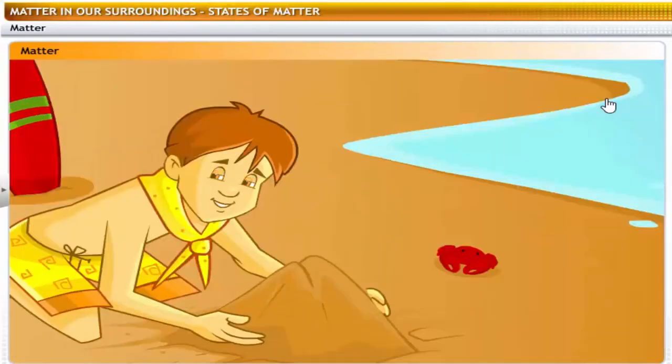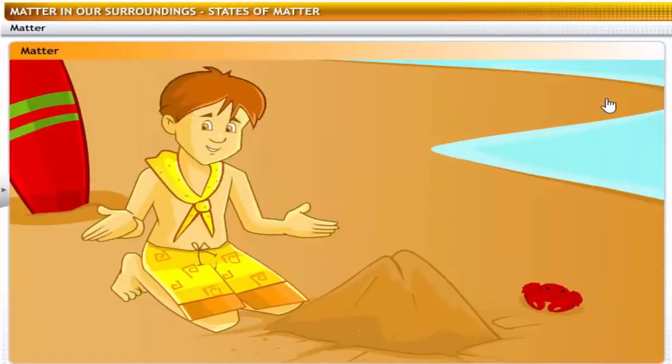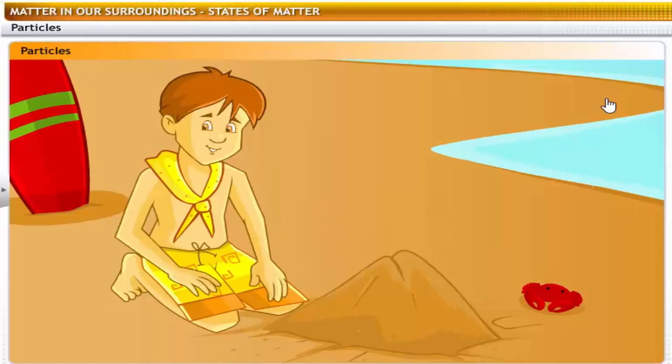What is matter? Matter is any substance that has mass and occupies space. All physical objects are composed of matter. So, is matter made up of something? Yes, matter is made up of small particles.